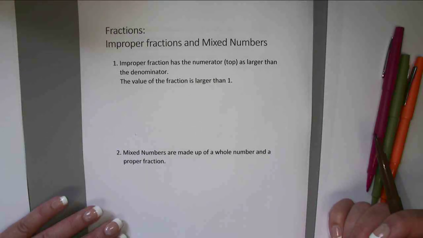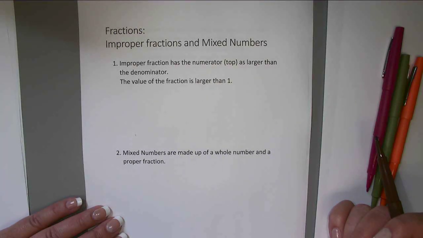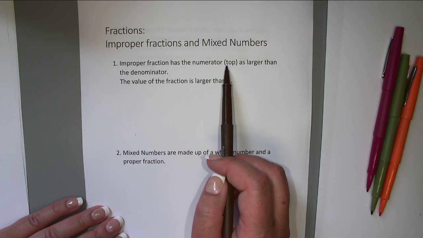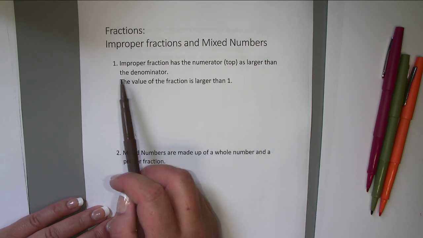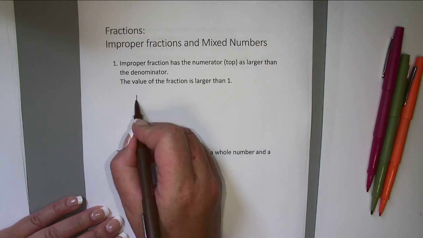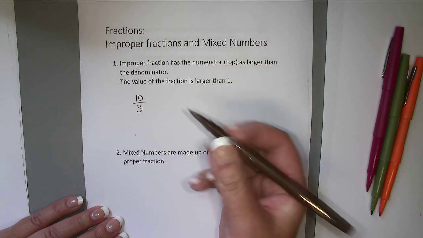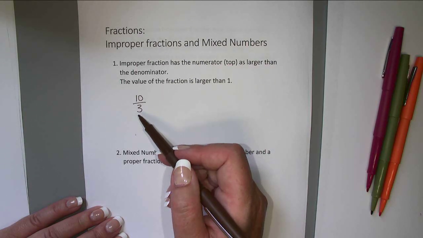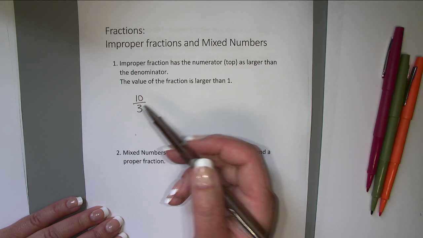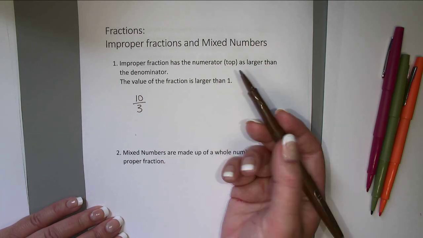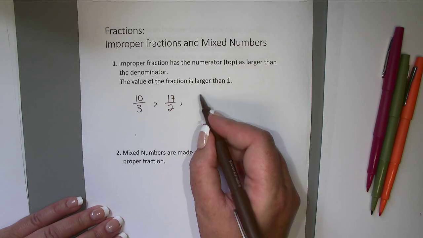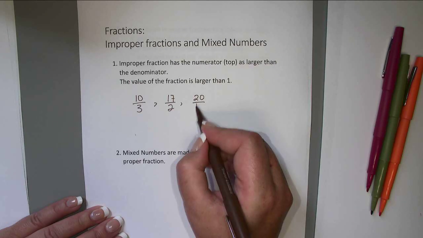Hi, today we're going to talk about fractions, improper fractions and mixed numbers in particular. An improper fraction has the numerator, or the top of the fraction, larger than the denominator. So for example, 10 over 3, since the top is larger than the bottom, is an improper fraction. The value of this fraction is greater than 1. Other improper fractions are 17 over 2, for example, and 20 over 15.